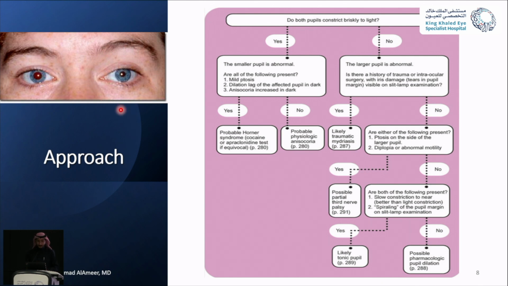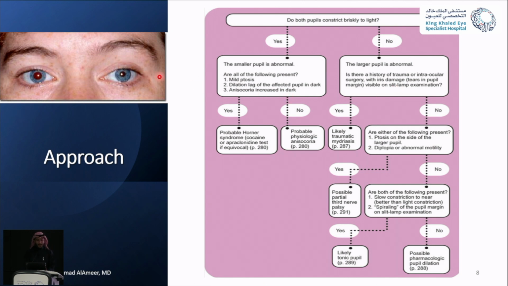Now you can check which eye is abnormal at what stage or at what state the anisocoria is worse. Is it in the dark or the light? If it's worse in the dark, that's it, this is the abnormal one. Okay? But the light reaction is a simpler, easier way to differentiate.